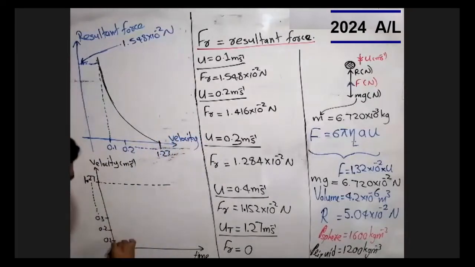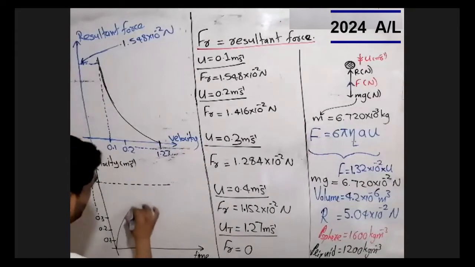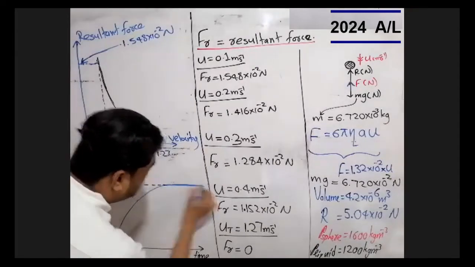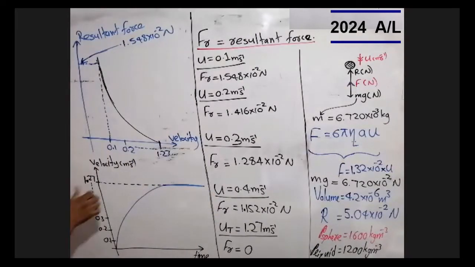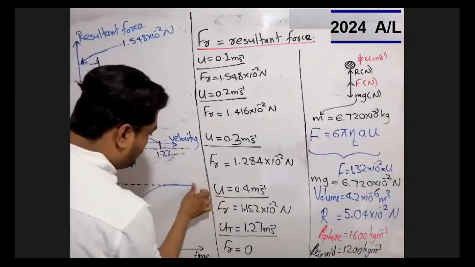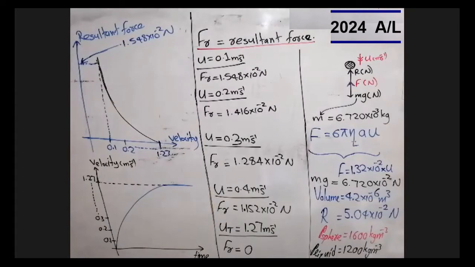So the shape of the graph will be something like this. This part is a straight line. Draw it here. Maximum velocity achieved by the sphere is 1.27. That velocity is said to be the terminal velocity.